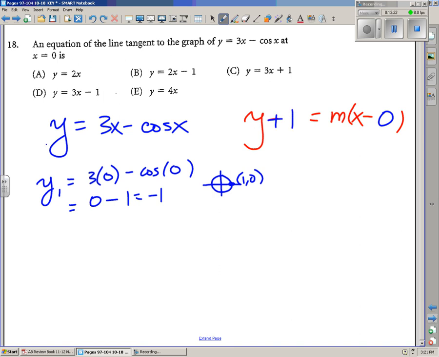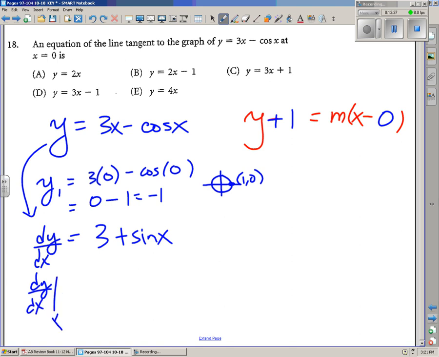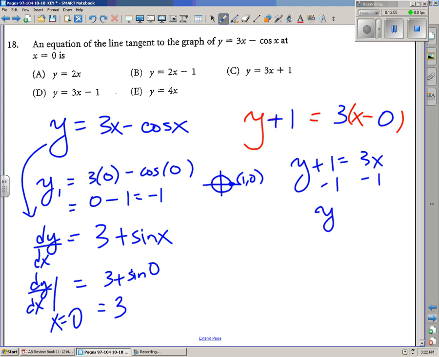And now we need the derivative. We need the derivative to find m. Derivatives are slopes. So dy/dx is 3. The derivative of cosine is negative sine, but since we're subtracting, we're going to add sine. Now we need to find the derivative when x is 0. So that's 3 plus sine of 0, which is 3. And so our tangent line equation is y plus 1 equals 3x. Subtract the 1 over, it's y equals 3x minus 1, which is choice D.